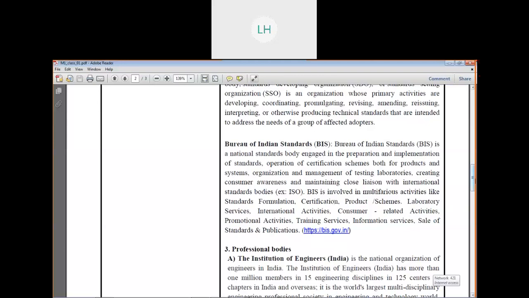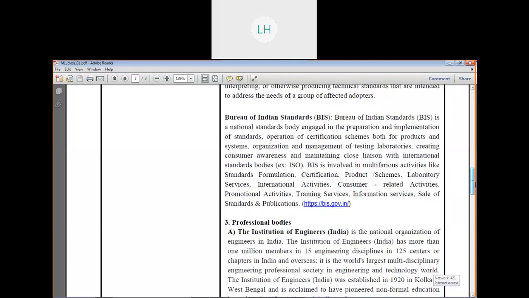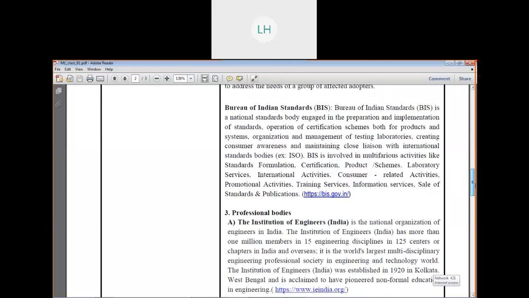Fine. Next, thirdly, I want to discuss professional bodies. Why do we need professional bodies? Mainly professional bodies are required in our society, in India and everywhere, to make connectivity with everyone, like an organization of engineers. First you can see the Institution of Engineers India. This is a kind of professional body. It will act as a professional body.